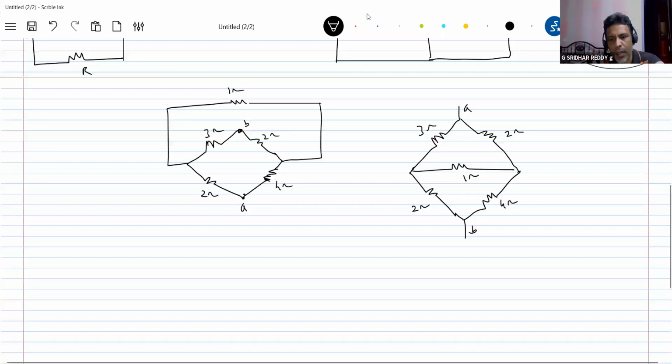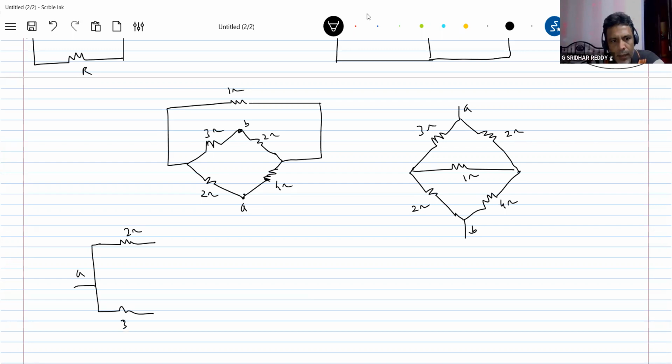I'm using one more method. Everything will be like this if you redraw the circuit. This is 2 ohm. This is A. This is 3 ohm. This is 1 ohm. This is 4 ohm. Now this is there.